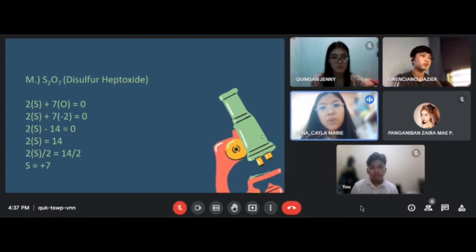M. S2O7 or disulfur heptoxide. It is also a neutral compound. So substitute lang natin yung value ulit ni O, which is -2. So we have 2 times S plus 7 times -2 is equal to 0. 2 times S minus 14 is equal to 0. Then 2S is equal to 14 since transpose natin yung -14. So divide both sides by 2. So we have S is equal to +7.